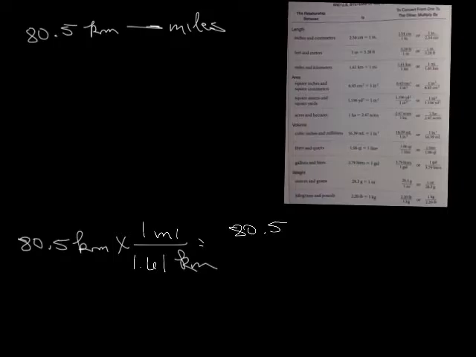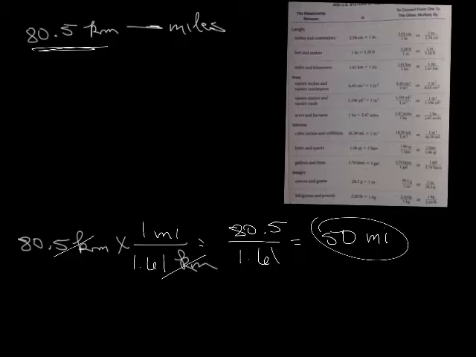So we've got 80.5 times 1 over 1.61, and these cancel, so we're left with miles, which is what we want. And 80.5 divided by 1.61 is 50 miles. And that's our answer. So 80.5 kilometers is equal to 50 miles.